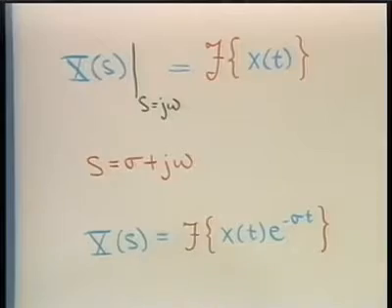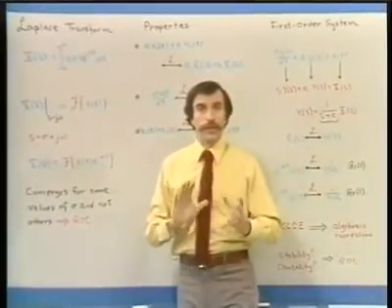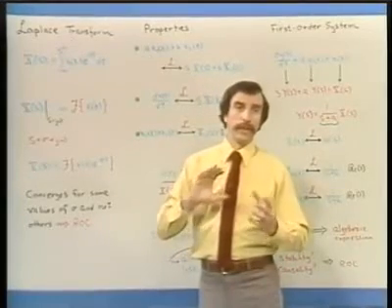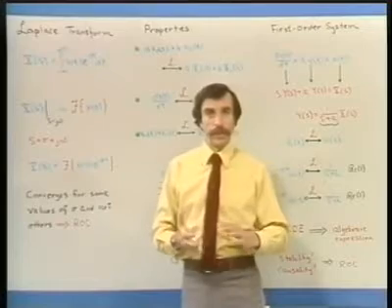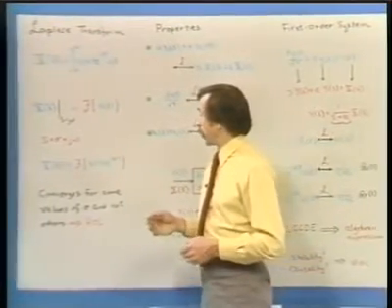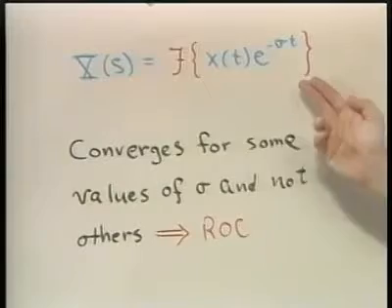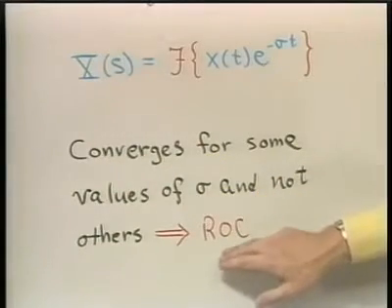And also, as you should recall, the exponential weighting introduced the notion that the Laplace transform may converge for some values of sigma and perhaps not for other values of sigma. So associated with the Laplace transform was what we referred to as the region of convergence.